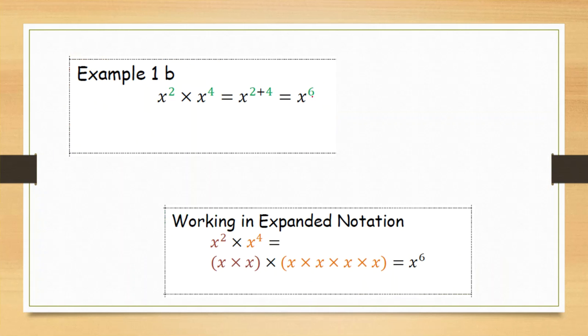For example B, if we have x as our base, the same rules apply. So we've got 2 and 4 for our indices, so we add them together. So we get x to the power of 6. And it's the same thing, why it works. X squared means x times x. X to the power of 4 means x times x times x times x. So we get x to the power of 6.